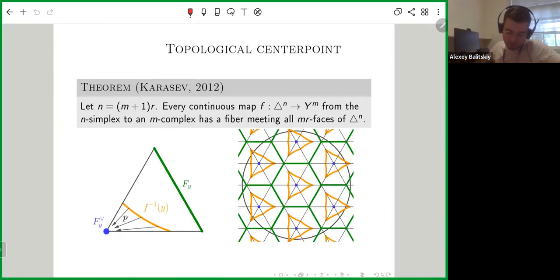The theorem itself tells you that if you have a continuous mapping from an n-dimensional, high-dimensional simplex to an m-dimensional simplicial complex, where n and m are related as in the slide, then there is a fiber, a preimage of a certain point, which is large in the sense that it meets a lot of faces of considerable dimension.